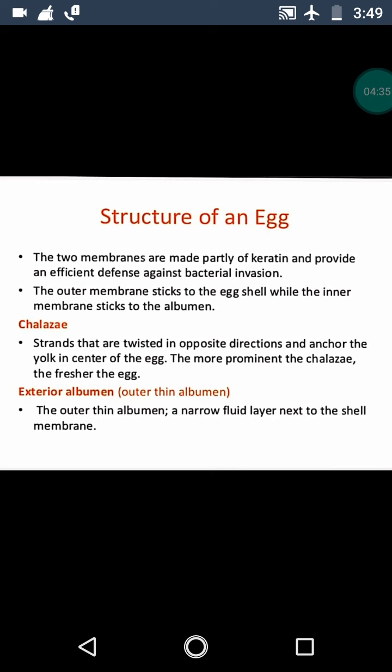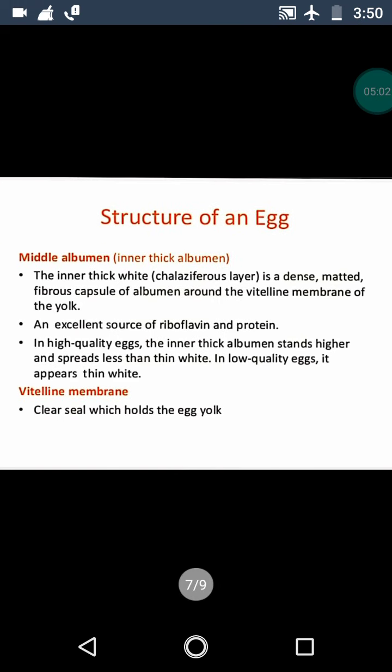Now we will see the chalaza. Chalaza are strands that are twisted in opposite directions and anchor the egg yolk in the center of the egg. The more prominent the chalaza, the fresher the egg. Then comes the exterior albumin or the outer thin albumin, a narrow fluid layer next to the shell membrane. Next comes the middle albumin, that is the inner thick albumin.